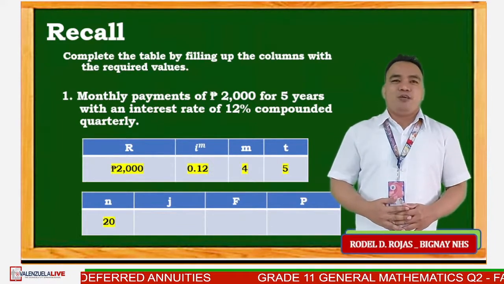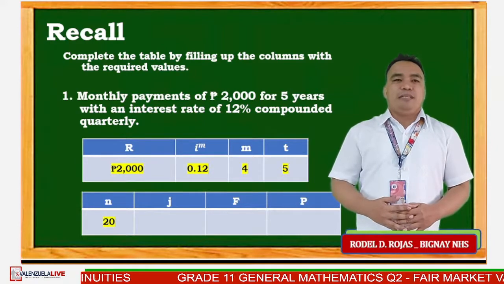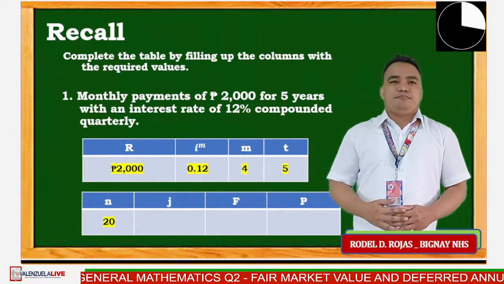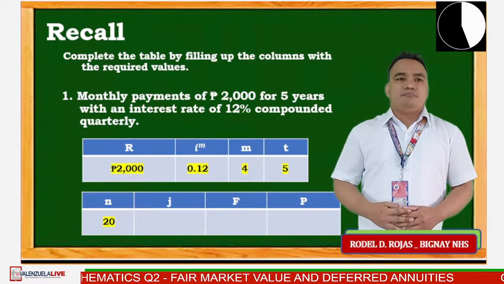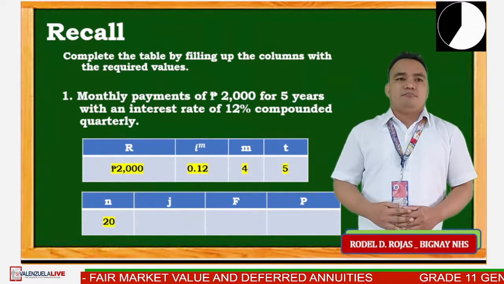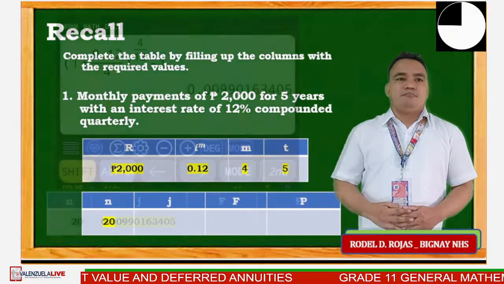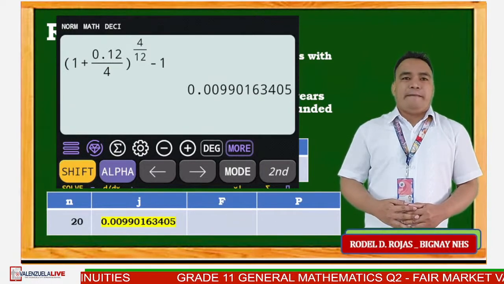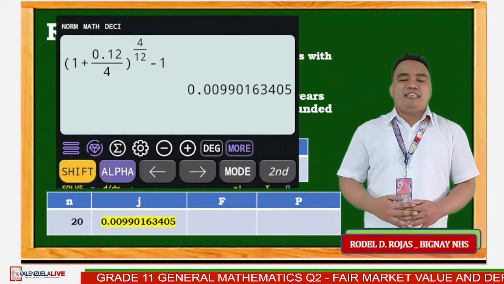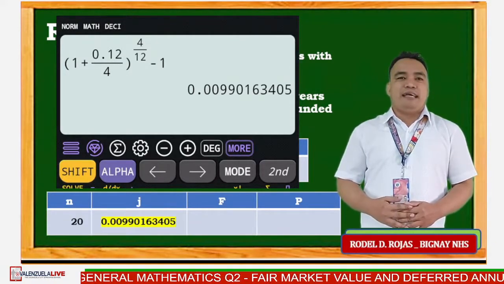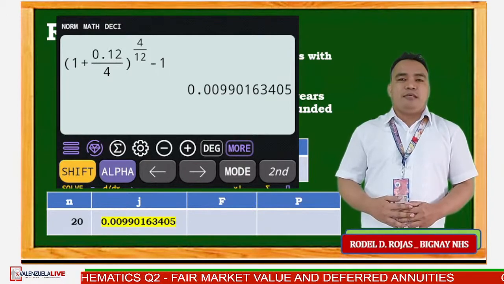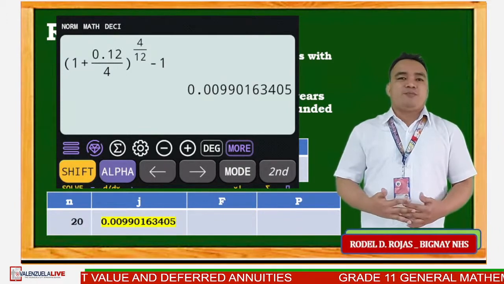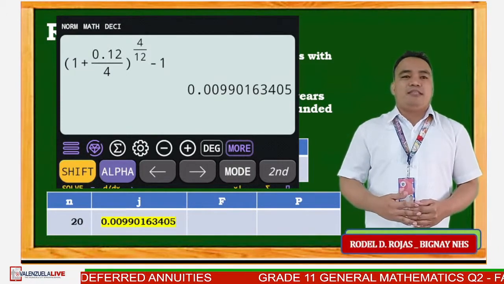Next, find J for equivalent interest rate per payment interval. Please comment your answer. Excellent. J equals 0.00990163405. Since payments are monthly, an interest rate of 12% compounded quarterly must be converted to its equivalent interest rate that is compounded monthly.